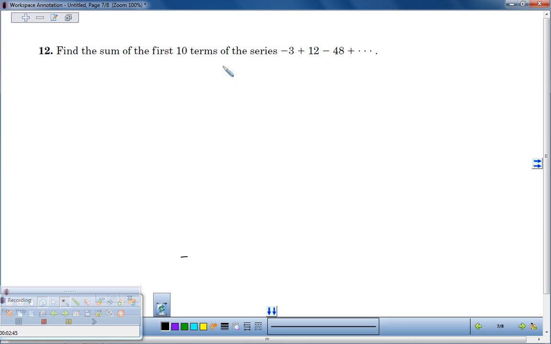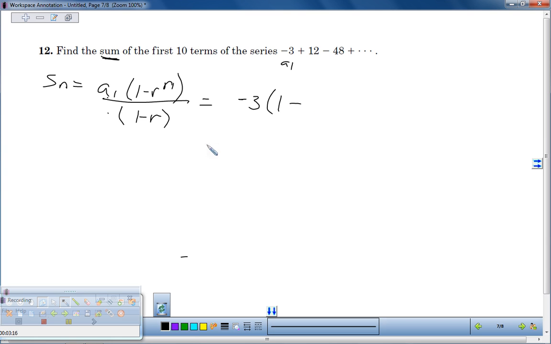Alright, now let's look at question 12. In question 12, similar type problem. Okay, we're summing. So our formula is a1 times 1 minus r to the n over 1 minus r. Now, in this particular case, a1 is negative 3, so let's put negative 3 times 1 minus r. Well, we don't know what r is. So what we'll do is go over here and take 12 and divide by negative 3.